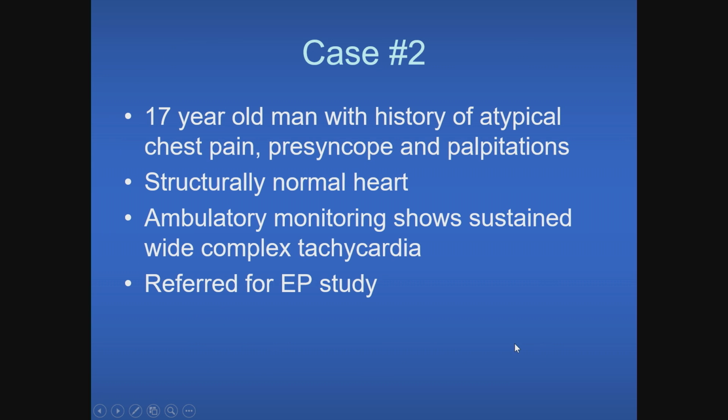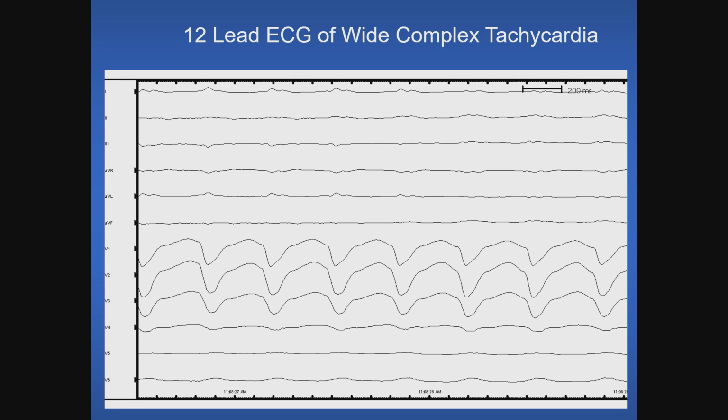Here's another case, this 17-year-old man with a history of atypical chest pain, pre-syncope and palpitations, who has a structurally normal heart. He underwent ambulatory monitoring, which showed a sustained wide complex tachycardia. He was referred for an EP study. So here's a 12-lead ECG of his wide complex tachycardia.